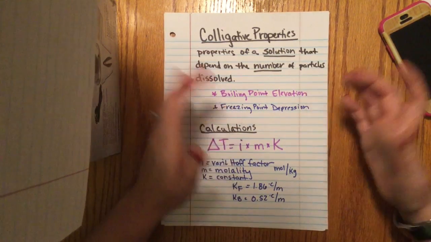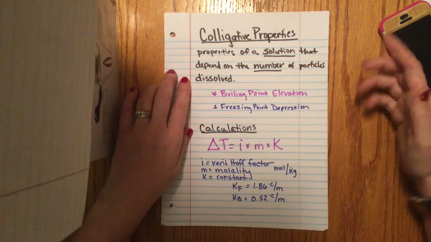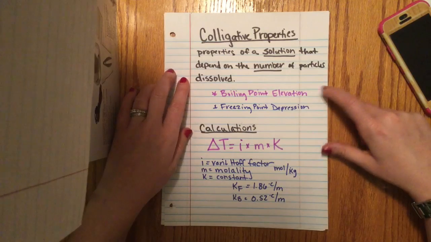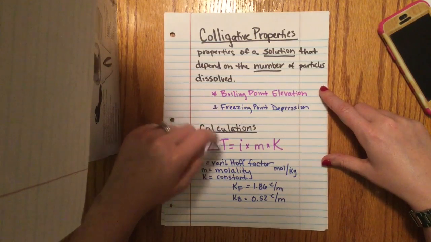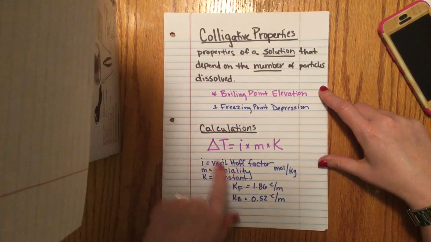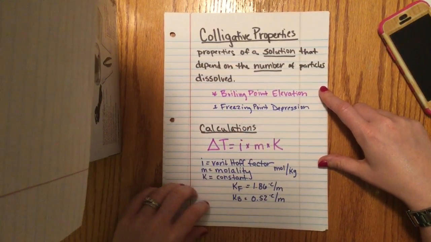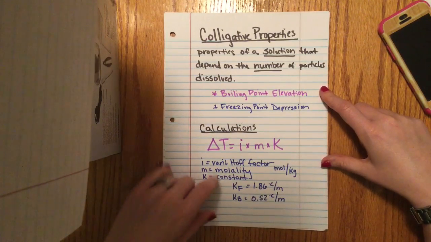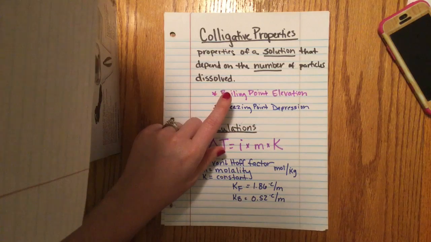It doesn't matter what the thing you're dissolving is as much as it matters the number of particles you're putting into solution. And there are two things that happen because of that: boiling point elevation and freezing point depression. And then there are some calculations that go along with it, and we'll get to that in just a moment. So let's see what happens with colligative properties, and we're going to first look at boiling point elevation.